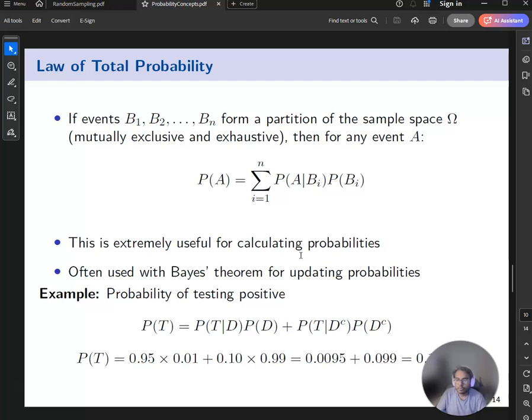The law of total probability helps us calculate the probability of an event by breaking it down into mutually exclusive scenarios. So if I have events B1, B2 up to Bn, they form a partition of the sample space omega, which are mutually exclusive and exhaustive. Then for any event A, the probability is the summation of P of A given Bi times P of Bi.